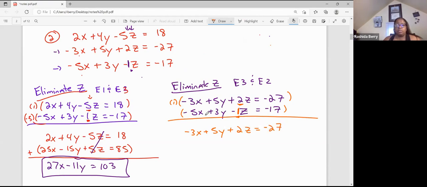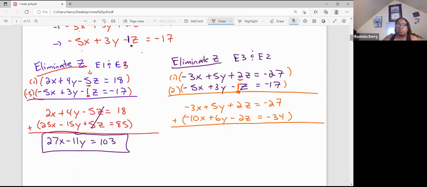The bottom equation, again, I want opposites. It's already negative, but I still need a 2. So I'm going to multiply by 2. So I'll get -10x plus 6y minus 2z equals negative 34. Add them up, bring them together.